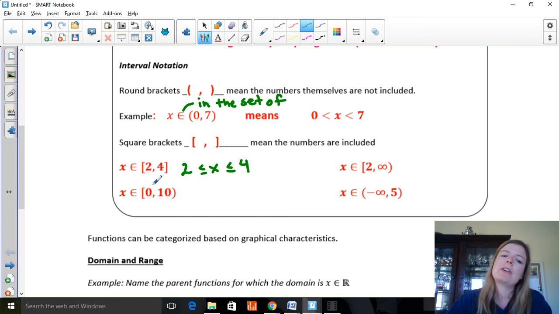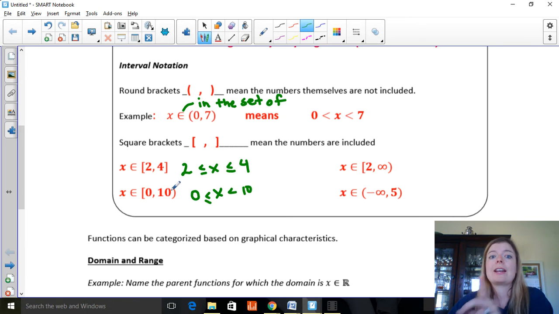Now you might have a combination, a square bracket on one side and a round bracket on the other. When in doubt, it's always going to go smaller number to larger number, so you put x in the middle. 10 would go here and 0 would go here, but the 0 would include the little line because 0 is included. So x is greater than or equal to 0, but less than 10. So 0 is included, and then all the numbers up to 10, but not exactly 10. Okay, let's think about this. 2 to infinity. If you think about a number line, sometimes that helps as well.